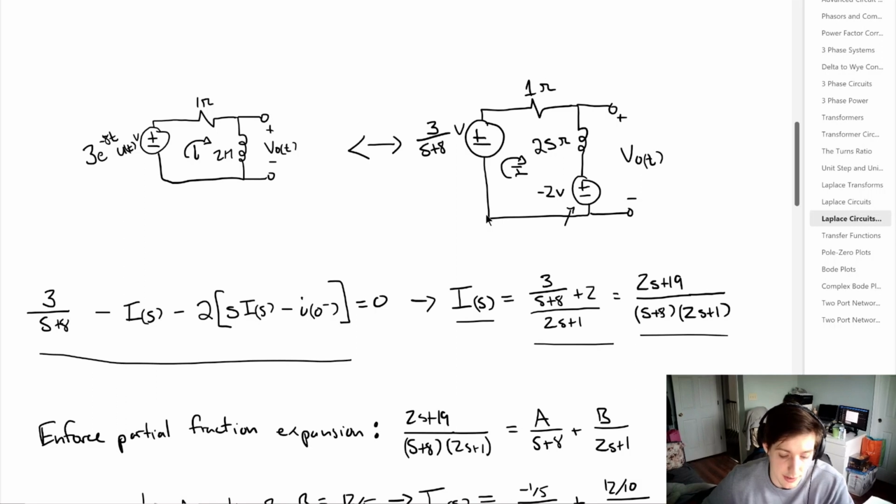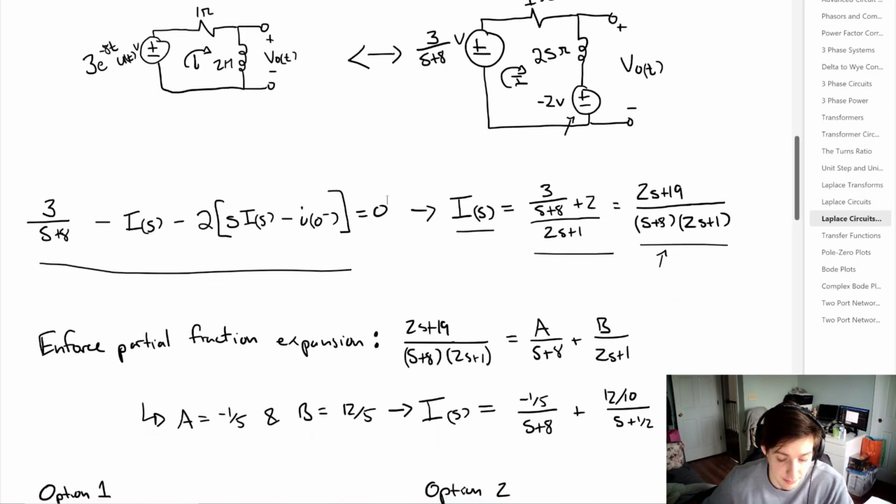And what we want to do is enforce partial fraction expansion, such that we set the term we arrived at here equal to A divided by s plus 8 plus B divided by 2s plus 1. And partial fraction expansion isn't too complicated. Again, if I go into math courses, I'll get into that. But assuming the knowledge is already there, what we get is that A is equal to minus 1/5 and B is equal to 12 divided by 5. So then we can rewrite our current simply as this.